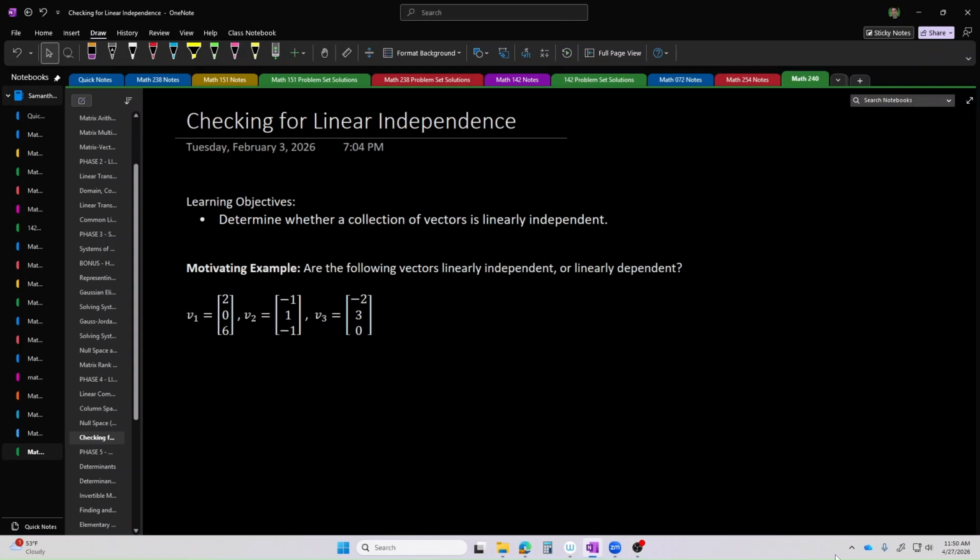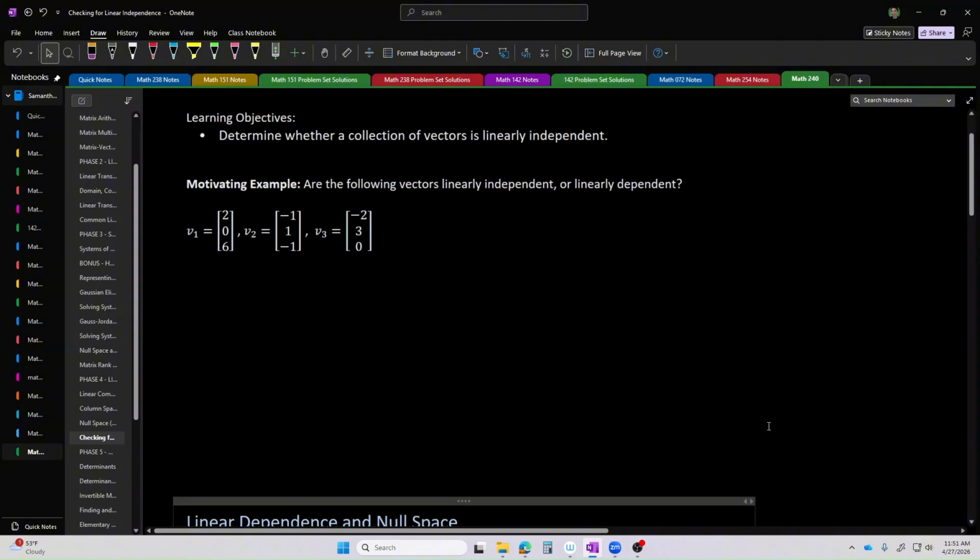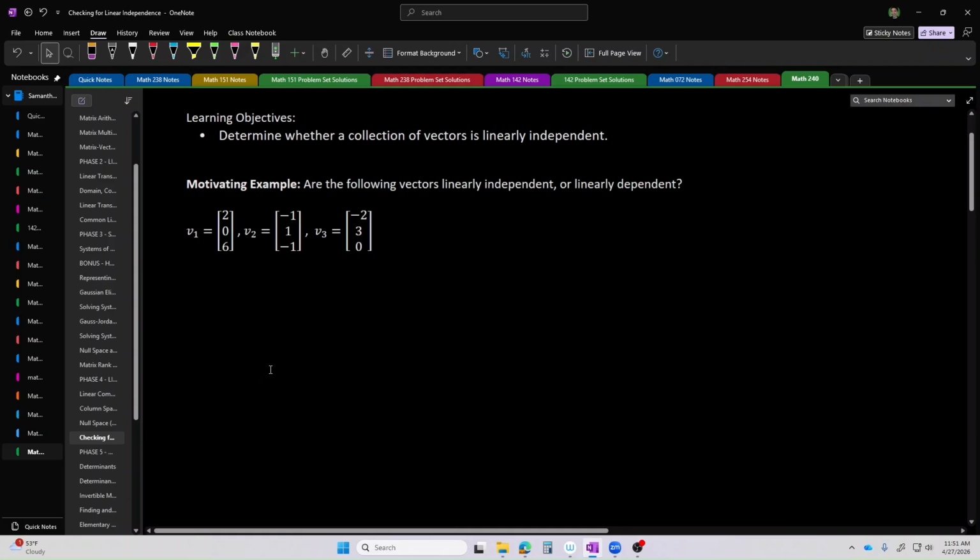In today's video, we're going to talk about how this concept of null space that we studied in the previous video can be used to determine whether a set of vectors is linearly independent or linearly dependent. So for example here, I am given three vectors, v1 being 2, 0, 6, v2 being -1, 1, -1, and then the third vector being -2, 3, 0. And the question is, are these vectors linearly independent or are these vectors linearly dependent?